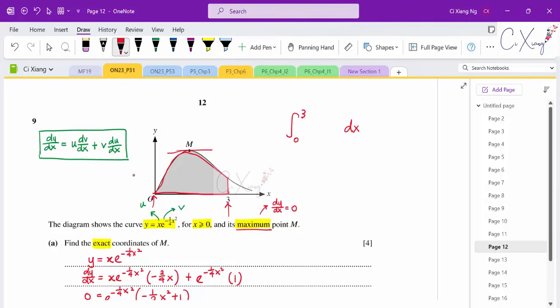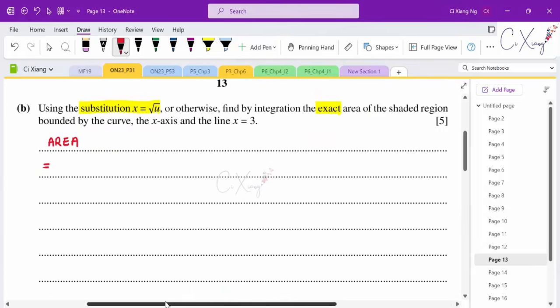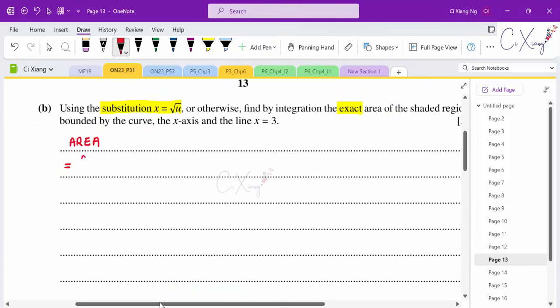This curve has the equation x e power negative 1 over 4 x squared. So generally this is the formula to find the area under the graph for this diagram. Okay, let's continue further from here. Just now we know that to set up, the formula should be the integral from 0 until 3 of x e power negative 1 over 4 x squared.